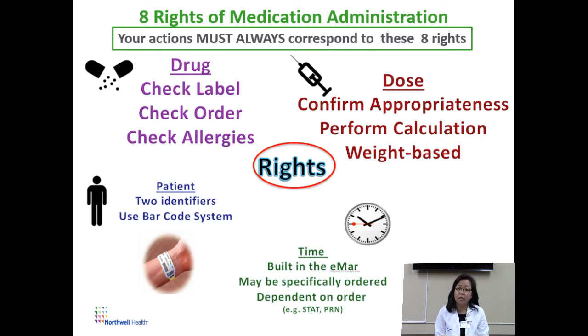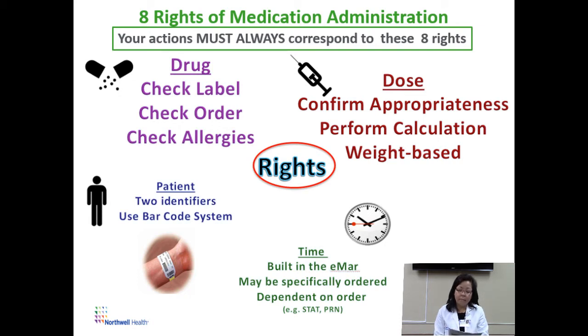checking the calculation. Drugs like heparin, weight-based, you'd want to know that. The right patient, making sure you're doing the patient ID on all of our patients correctly before that, using 2 identifiers as well as using barcode, the barcode system with the EMR.